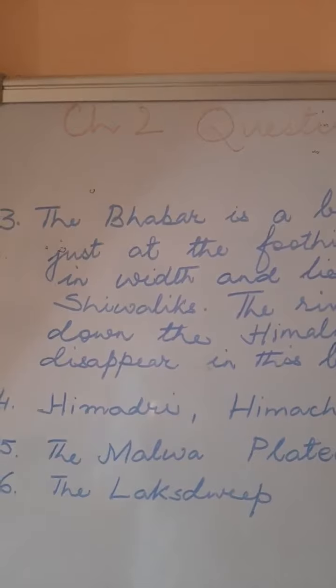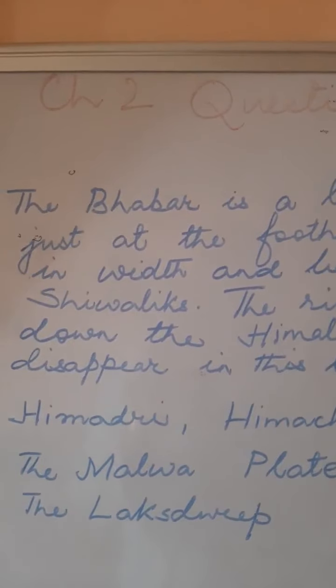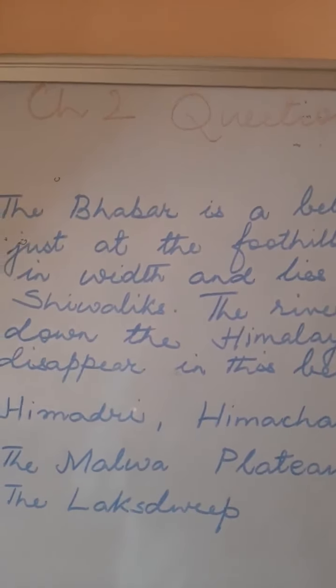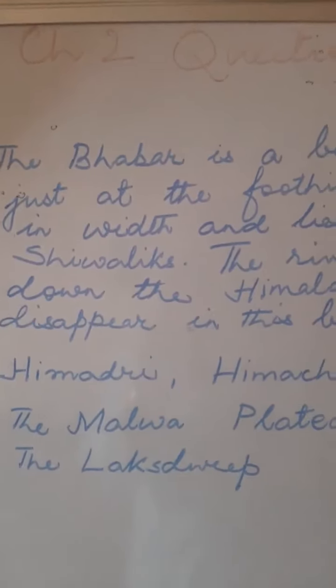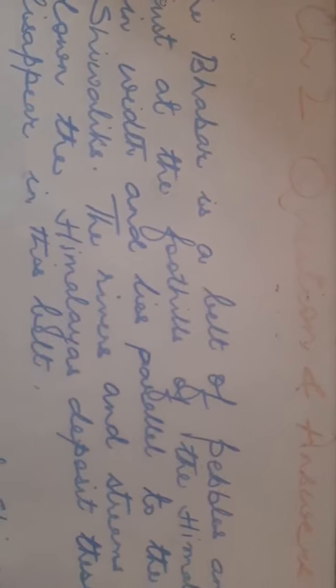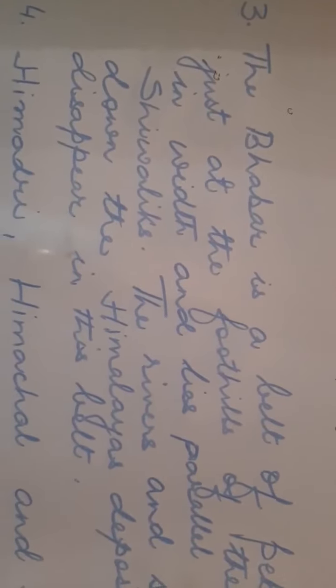Now children, coming to the third question, that is, what is the Bhabar? Now Bhabar, you all know, is the belt that is very close to the Himalayas and lying at the foothills of the Himalayas. So the answer will be, the Bhabar is a belt of pebbles and gravels just at the foothills of the Himalayas, 8 to 16 kilometer in width, and lies parallel to the slope of Shivalik.